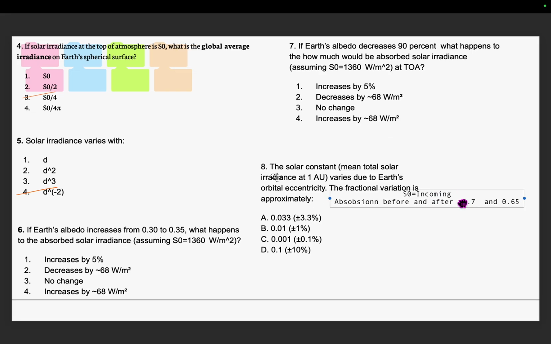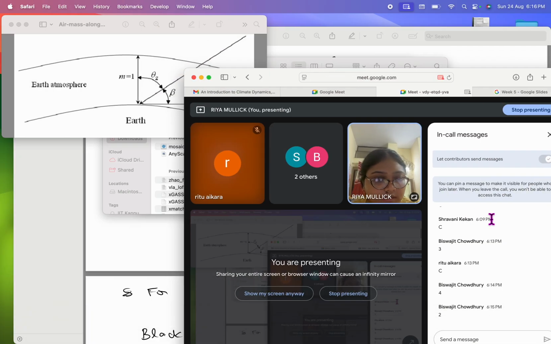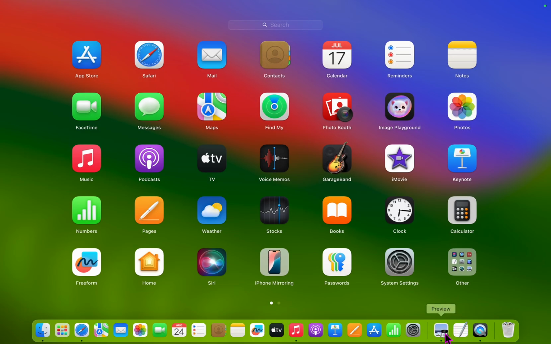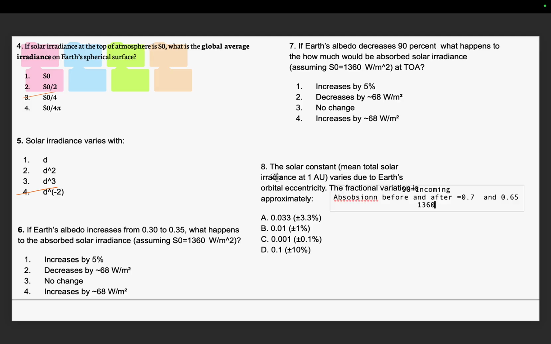So you can find the change. That is 1360 times 0.5, minus 1360 times 0.5.